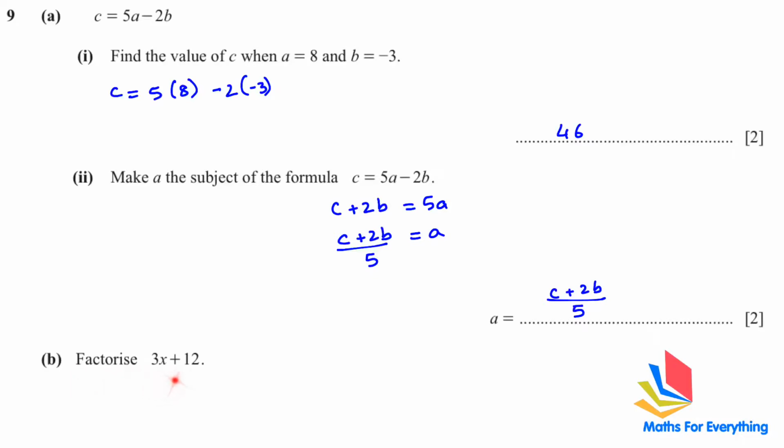Next, factorize 3x plus 12. So what is common here? 3 is common, correct? 3 times 1 is 3 and 3 times 4 is 12. So when we factorize the 3 out, what are we left with? 1x and 4. So that's our answer.